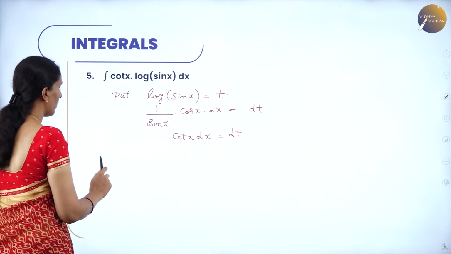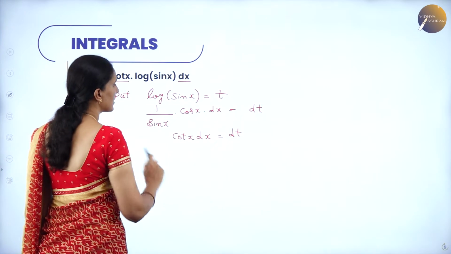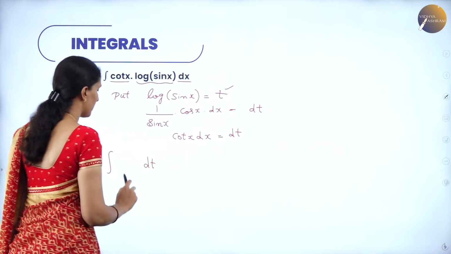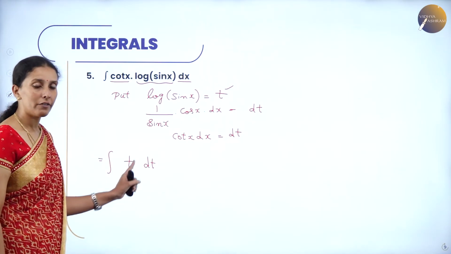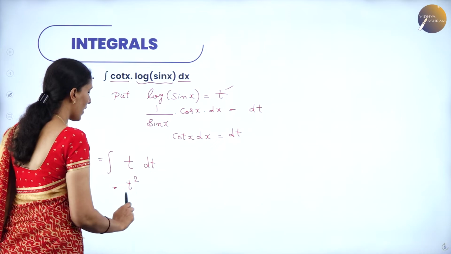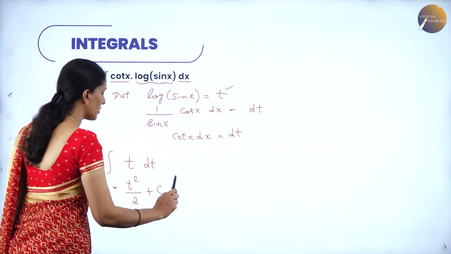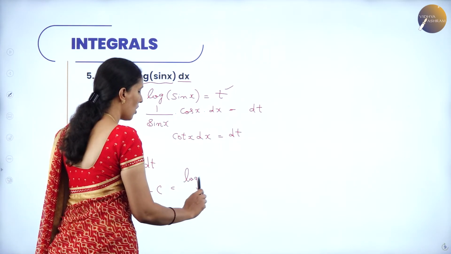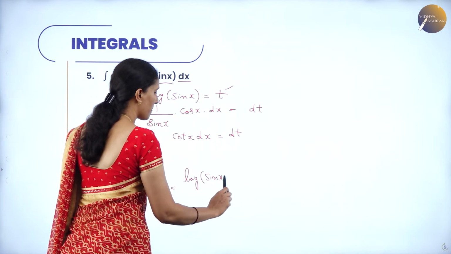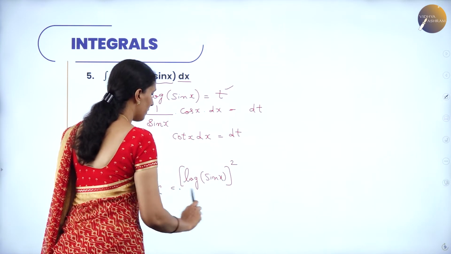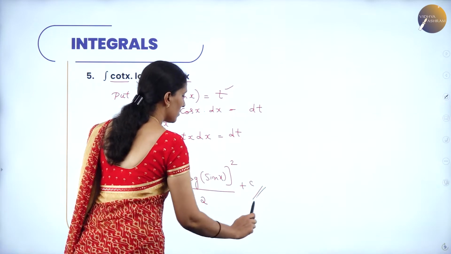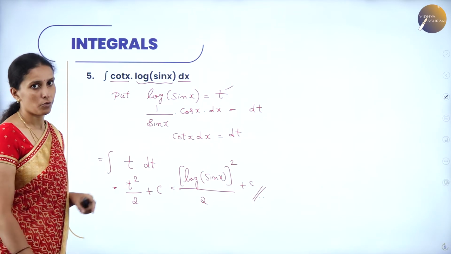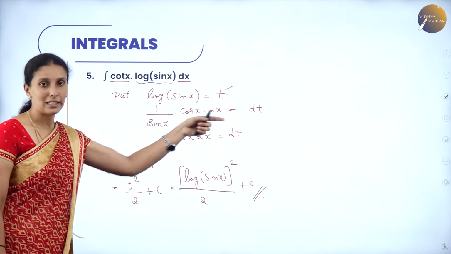Now replace back to the function. This is equal to cot x dx can be written as dt and log of sin x can be written as t. Now what is integral of t with respect to dt? It is t square divided by 2 plus c, which is nothing but, what is the value of t? We have taken log sin x. So therefore this can be written as log of sin x whole square divided by 2 plus c. So this is the integral value of the given function. So here making use of substitution, we are going to substitute log sin x as some other parameter.